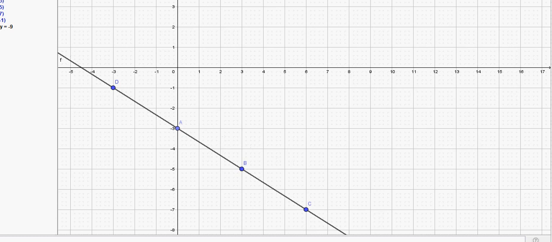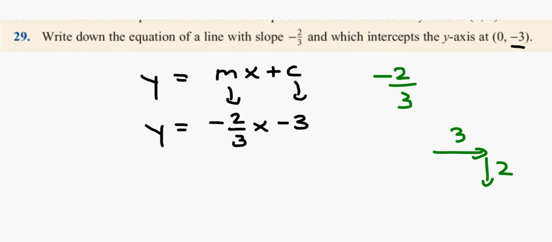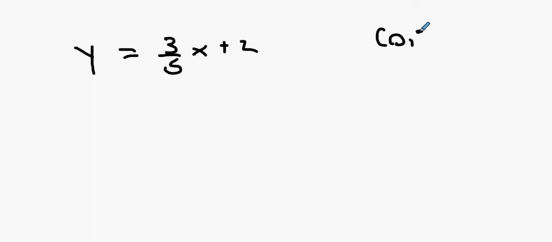Okay, last one. Right, imagine I gave you y equals 3/5 x plus 2. What does this mean? It crosses at? How do I know it crosses at 0, 2? How do I know it crosses at 0, 2, lads? The c value is 2, because y is on its own. What's the m value? The slope value.